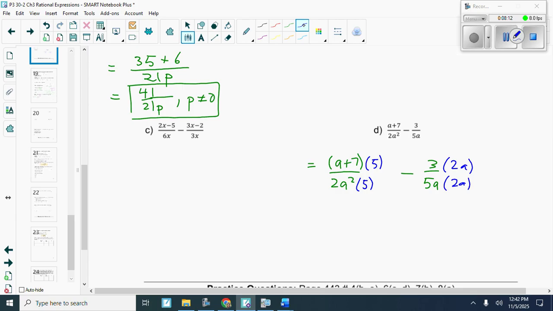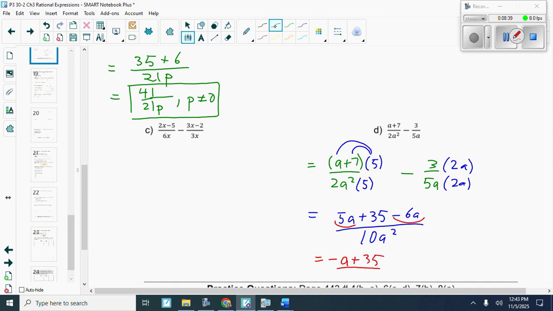We talked about distributing the number through the brackets. So this became 5a plus 35 minus 6a, all over 10a squared. Then you guys remember that we collected our a's. So we had negative a plus 35. You did this one on the board. And we even took out the negative sign so that our a was positive, and that made our negative 35 all over 10a squared.